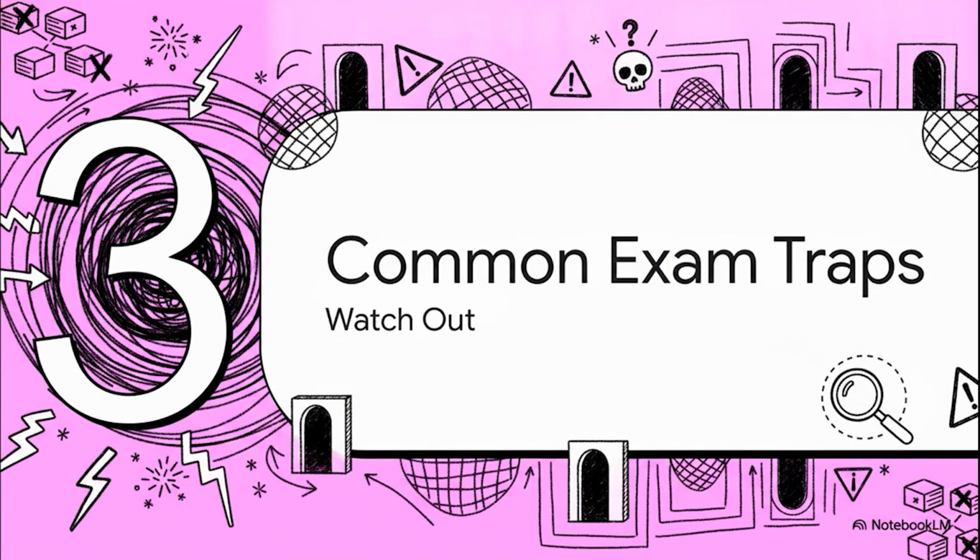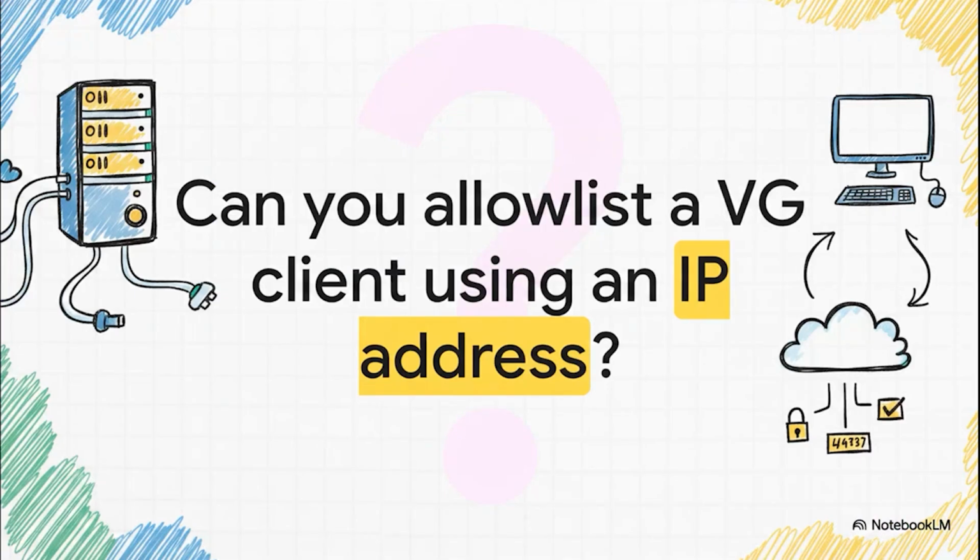Section 3, navigating common exam traps. Okay, so that severe warning brings us perfectly into navigating common exam traps. This is where we uncover the specific edge cases the exam writers are going to use to test your deeper understanding. Here's a direct scenario you might face. Can you allow list a client for a volume group using its IP address? I'll give you a second to actively think about that specific configuration scenario.